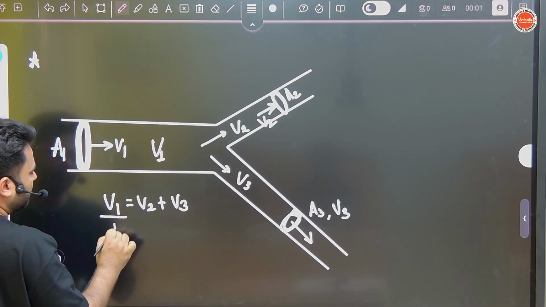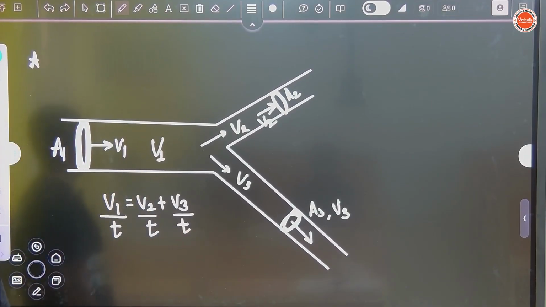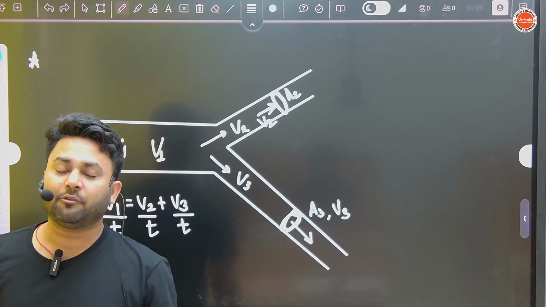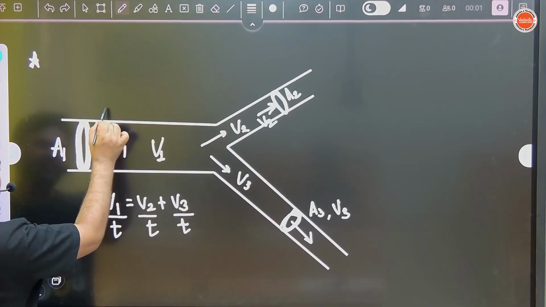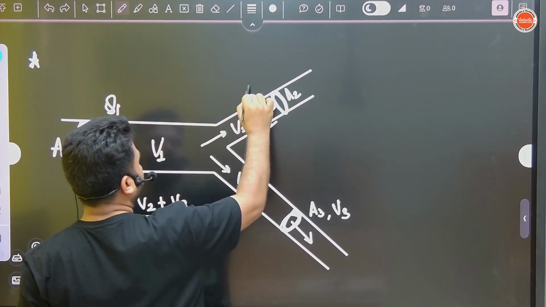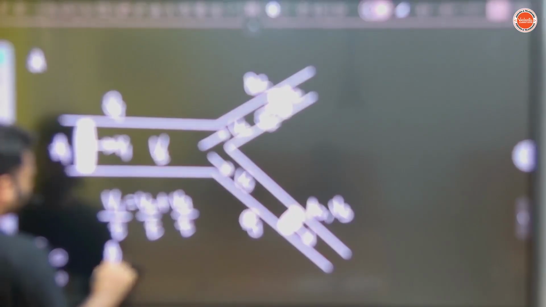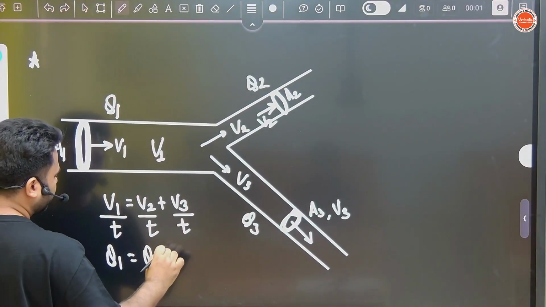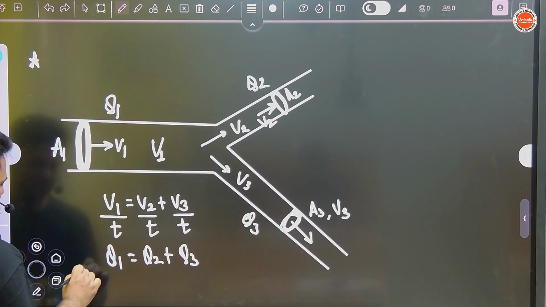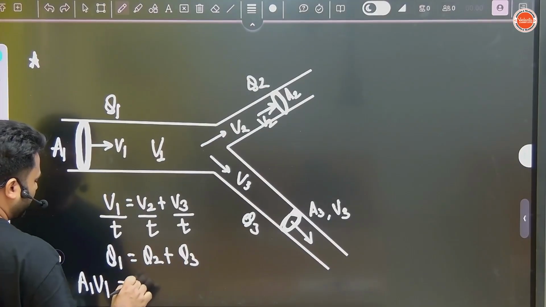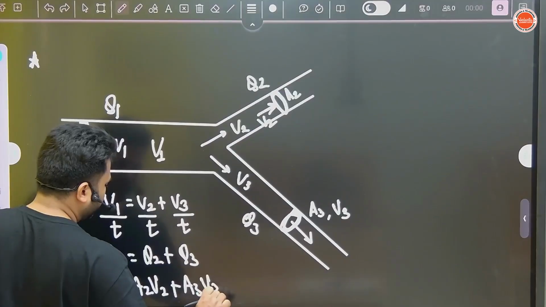If I divide all the terms by time, this is volume by time. How much volume is flowing in how much time? And what did I tell you volume by time is called? Discharge. So if I say the discharge here is Q1, here Q2, and here Q3, I can write Q1 equals Q2 plus Q3. Now what is Q? Area into velocity. So we can write A1 V1 equals A2 V2 plus A3 V3. This is very important.